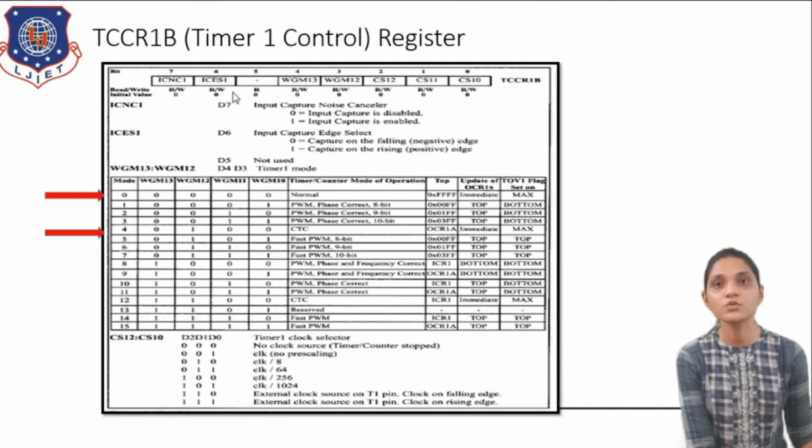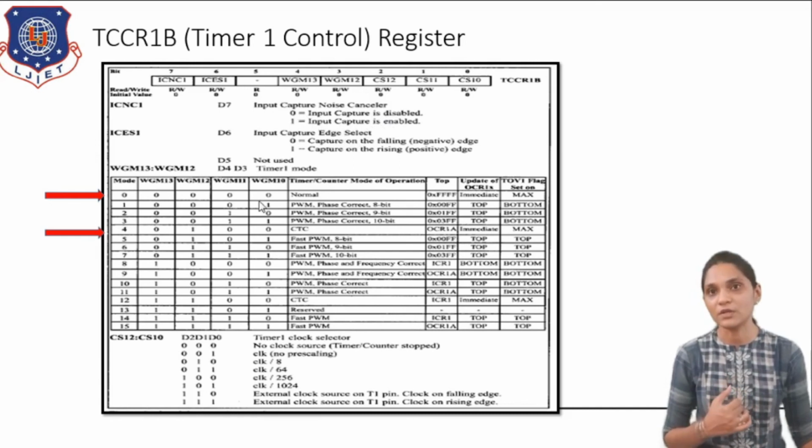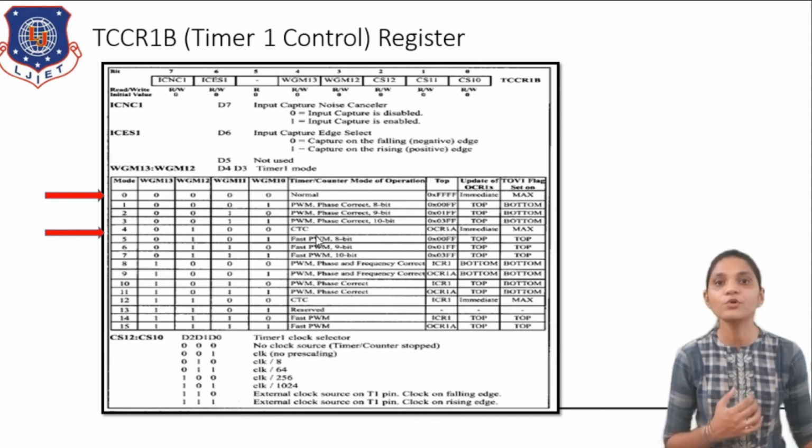And here is the TCCR1B register. You have this pattern. D7 is the input capture noise canceller and D6 is the input capture edge selection. If its value is 0, then it is disabled, and if its value is 1, then it is enabled. And then you use these 4 bits for the selection of the mode. Generally we use the normal mode or the CTC mode, and for this we have the selection of 00 for B and 00 for A.